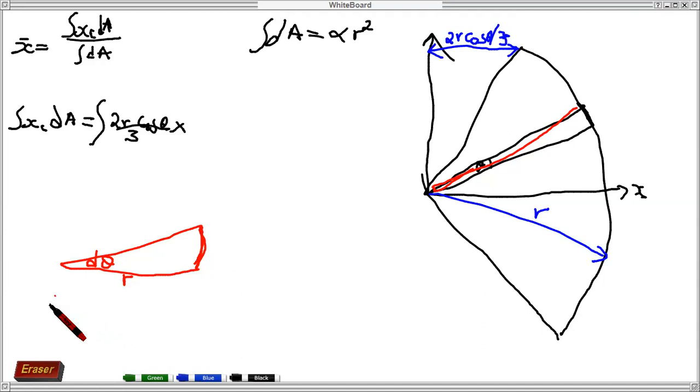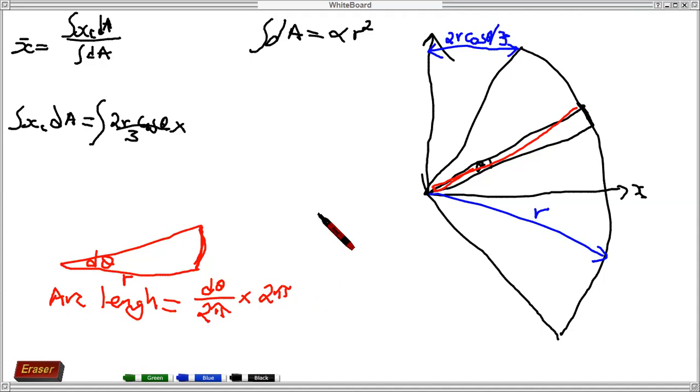Again, you can do it like the way we calculated this. You can say arc length is equal to the center angle, which is this d phi, divided by 360, which will be 2 pi again, times 2 pi r, which is like the circumference now, instead of using the area like when we were doing the area.